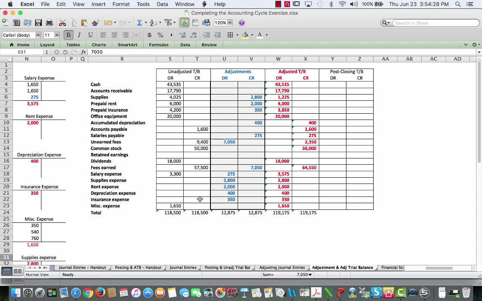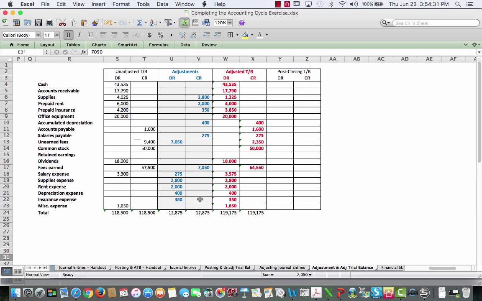From there, we prepare our adjusted trial balance. Okay. So over here in red, we see the new balances for certain accounts. The accounts that changed were supplies, prepaid rent, prepaid insurance, accumulated depreciation, salaries payable, unearned fees, fees earned, salaries expense, supplies expense, rent expense, depreciation expense, and insurance expense. Okay, some of the accounts increased and some of the accounts decreased.